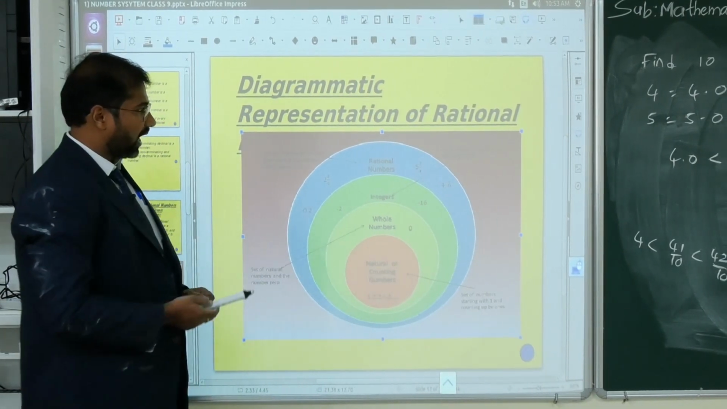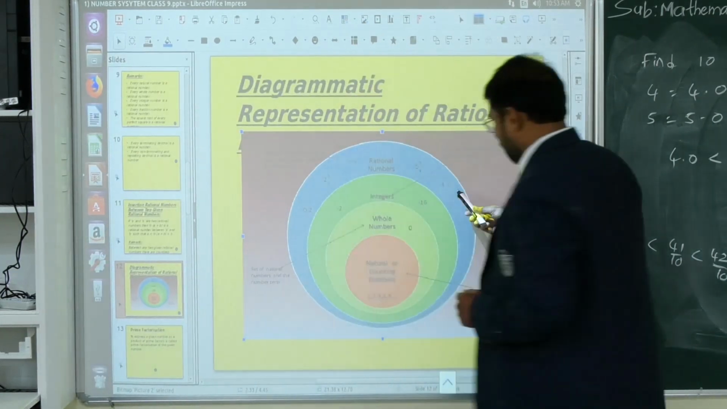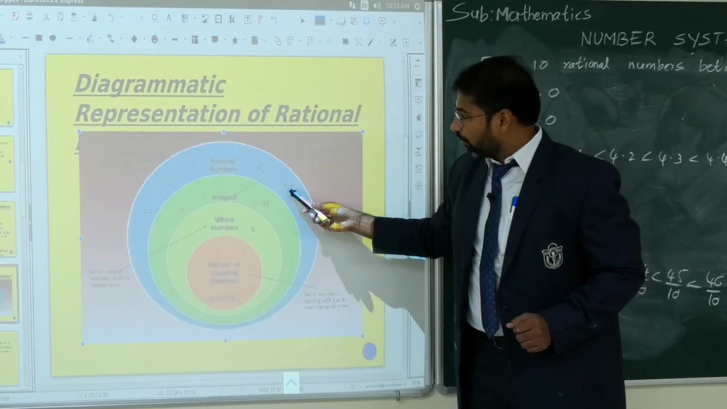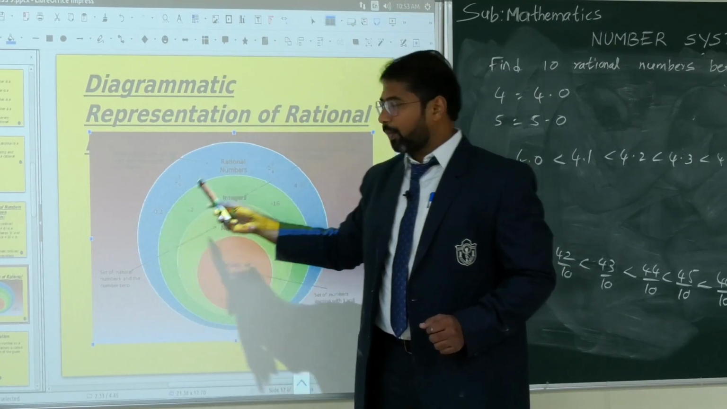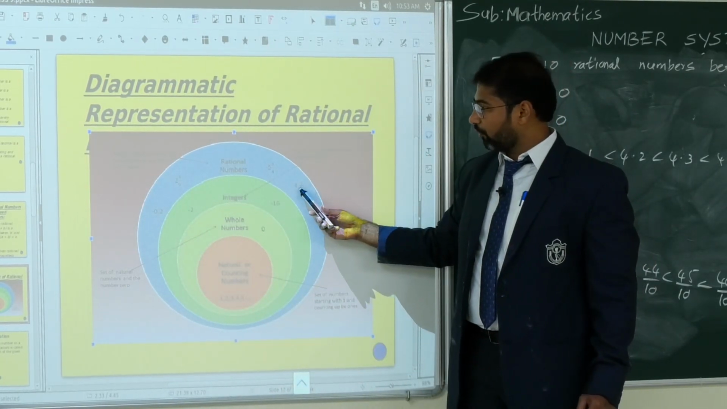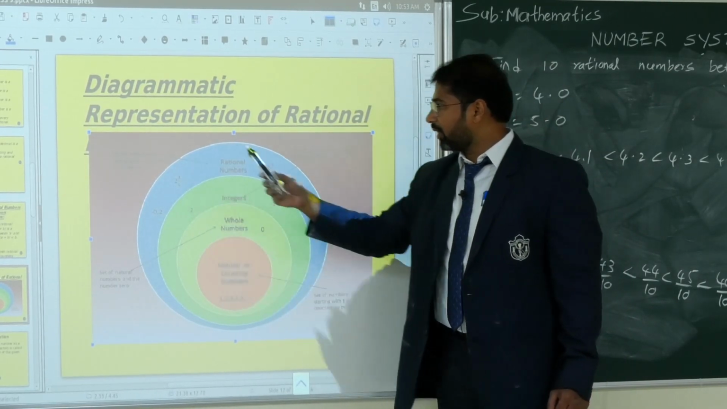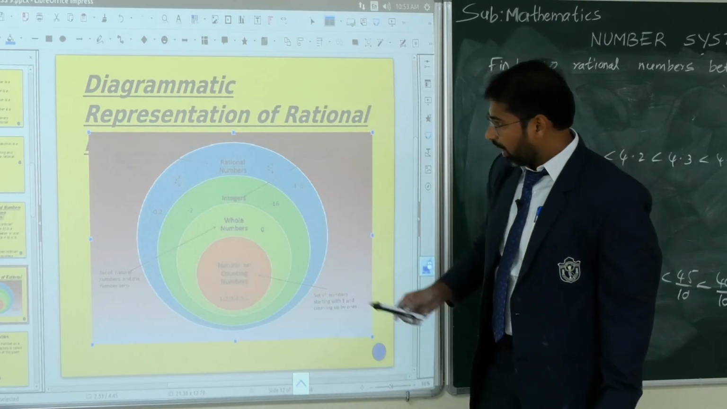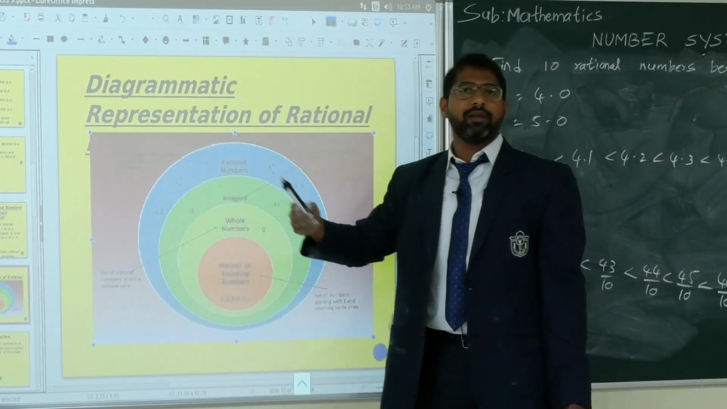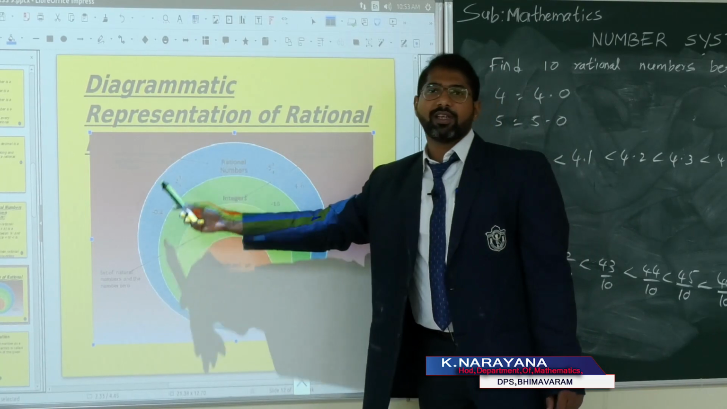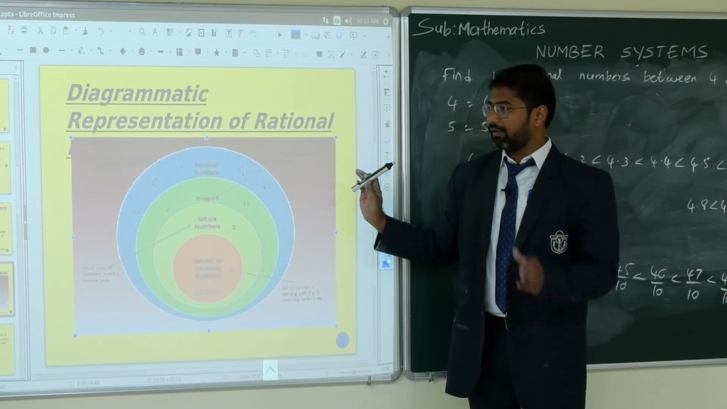For these integers, if you add terminating decimals, non-terminating and repeating decimals, which is 4.6 bar, you can see your terminating decimal is 0.2, non-terminating repeating decimal which is 4.6 bar, and fractions which are 2, 3 by 9, -5, 3 by 4, and you can add here some perfect square roots such as √4, √9, etc. Then you will get the rational numbers. I hope you have understood what we have learned today.